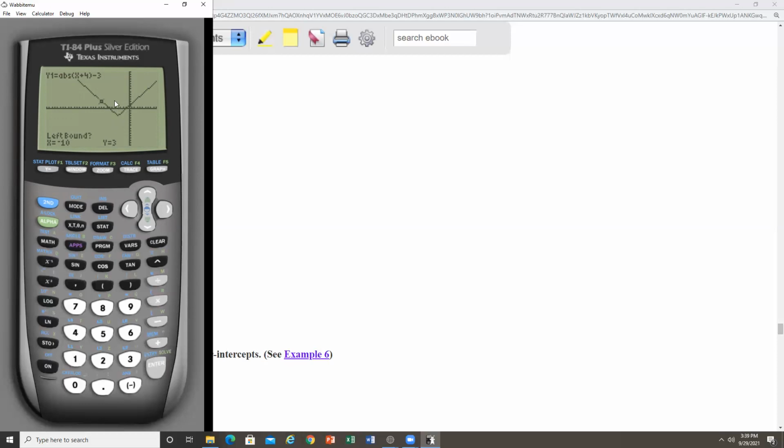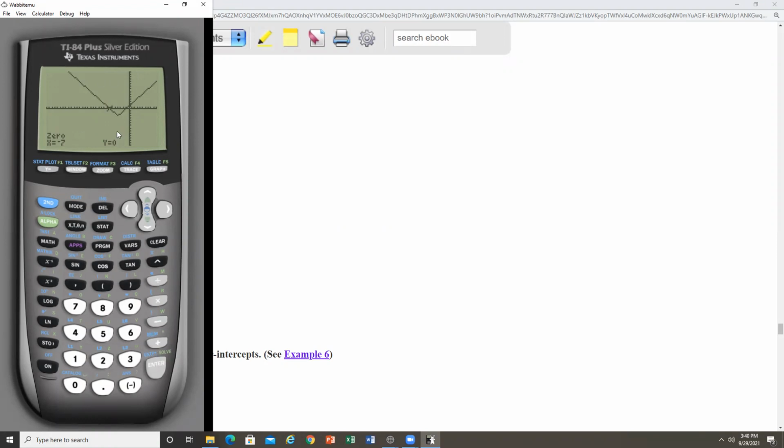Okay, I want to find the x-intercept to the left over here. So my left bound looks like my cursor is in a good position to establish a left bound for this leftmost x-intercept. So hit enter. Right bound, just navigate the blinking cursor so it's a little below the x-axis. So that's a little bit to the right of that x-intercept, somewhere in here. Hit enter. Hit enter again, and you'll see that there's one of your x-intercepts, -7, 0. That was one that we got algebraically.